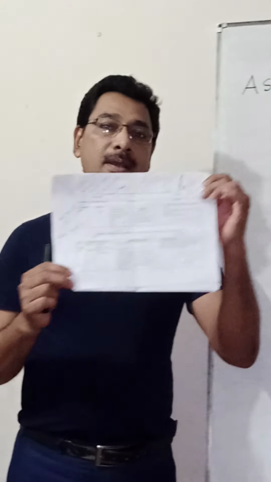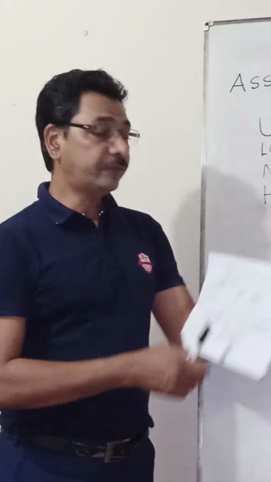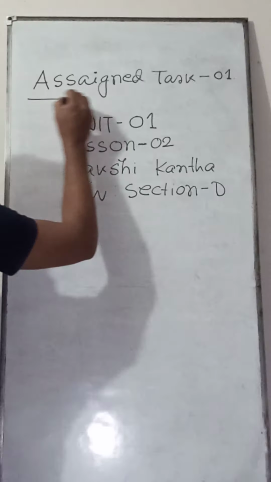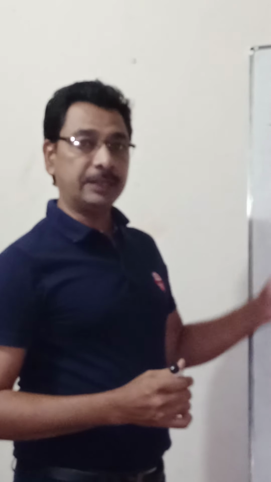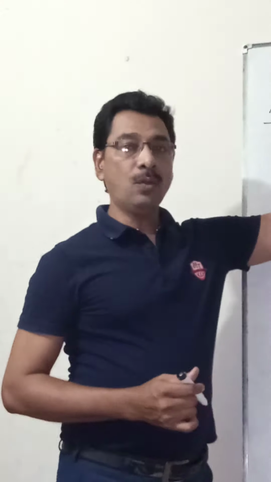Let's go to the board. And you see, this is a paper. This is a question paper which you have got. The day before yesterday, every school provided you this task. You see, first, you have got the assignment. This is assigned task 1. Okay? And you have to write down the first one, assigned task 1, subject English.